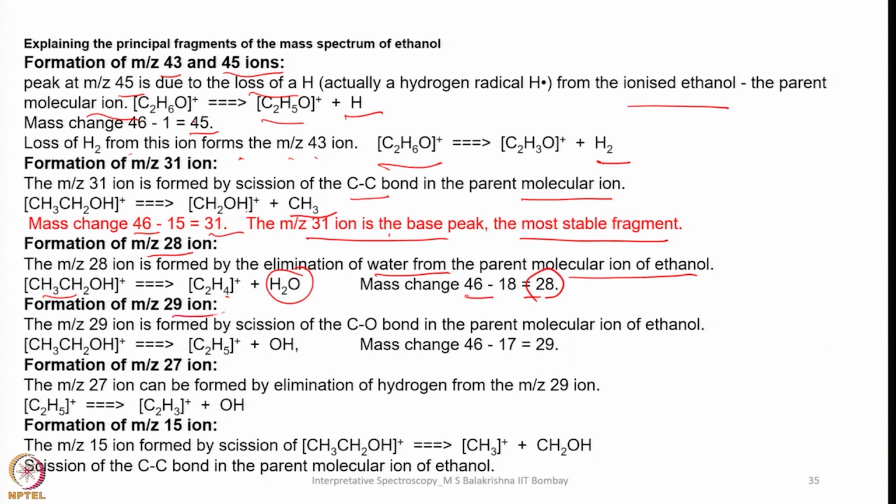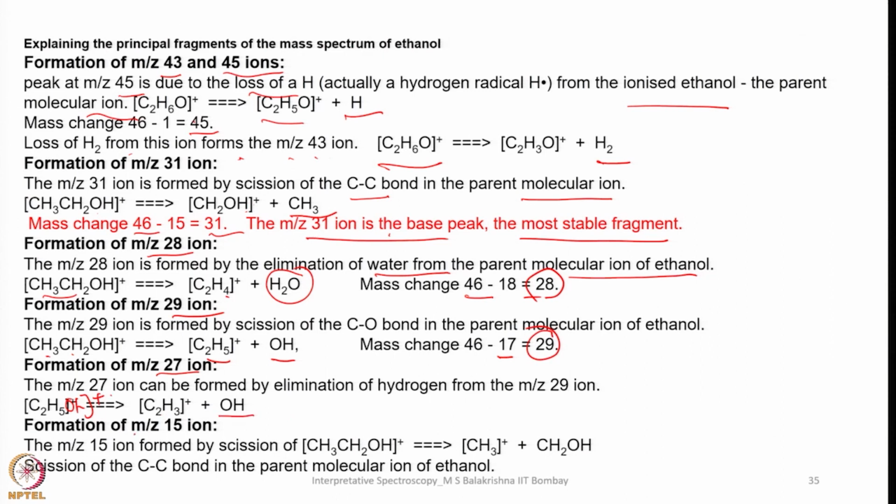So formation of 29: CH3CH2OH plus gives C2H5 ethyl radical plus OH. OH is 17, so the mass will be 29. So that means mass 29 is due to the ethyl cation. And then formation of the 27 ion. Here if you take C2H5OH plus, it gives C2H3 plus, and then OH comes out. So this is for 27.